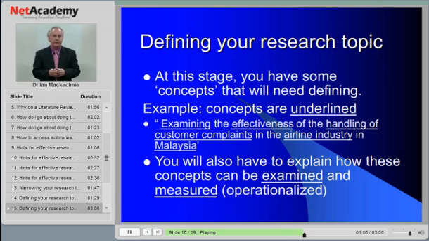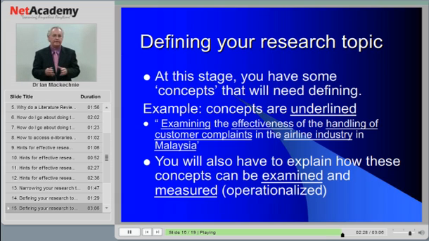The airline industry, what do we mean? Are we talking about companies that fly planes, or are we talking in the broader context? Malaysia, do we mean all of Malaysia? Do we mean West Malaysia, East Malaysia? Do we mean a particular part of Malaysia? These things need explaining, they need defining, they need examining, because unless we understand what these mean, we can't go ahead and measure.